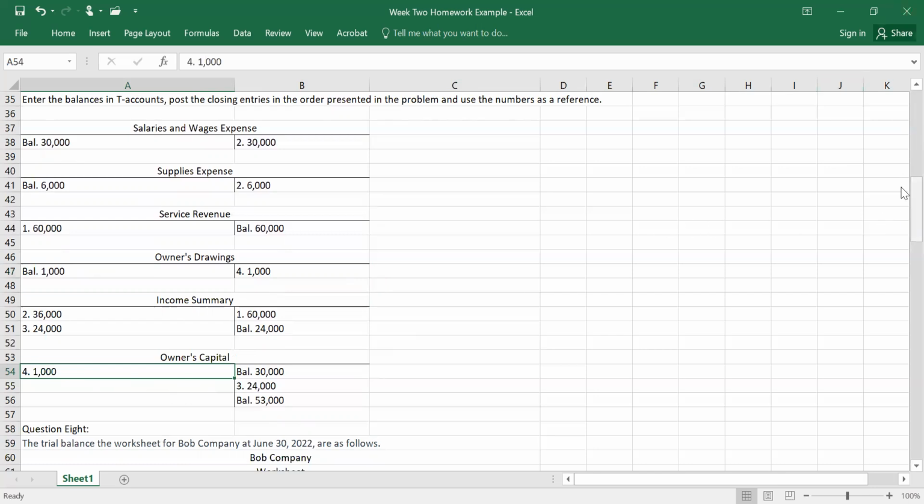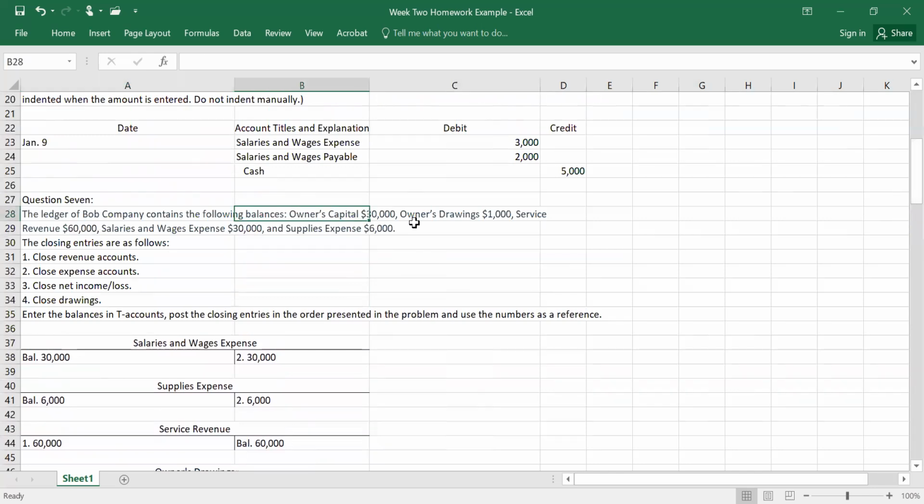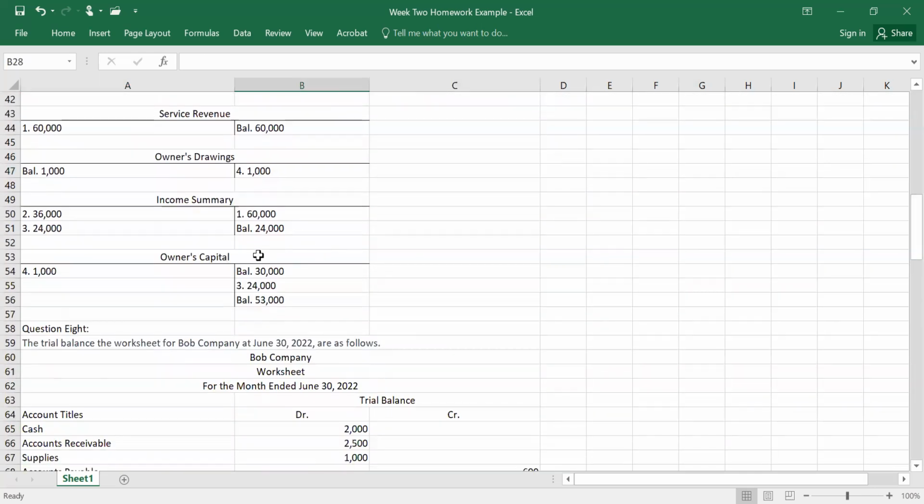The balance in owner's capital, I think I said, was 30 right there. I already explained how we had to credit that for the 24,000 to close out that income summary. If we take that 30,000 and add 24,000 and subtract the 1,000, that gives us our balance in owner's capital, 53,000.